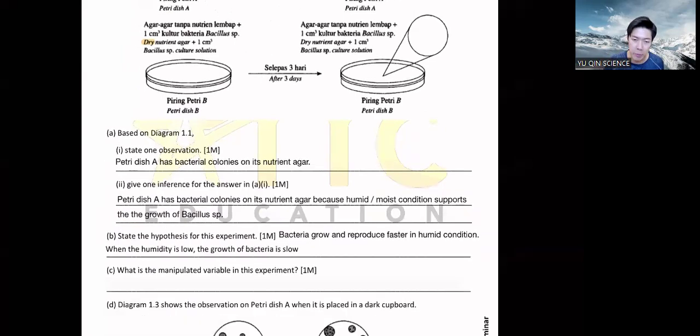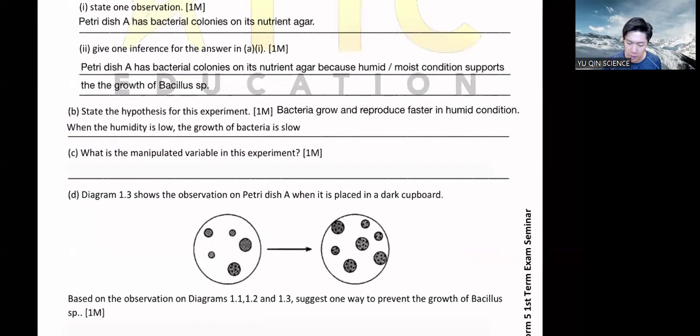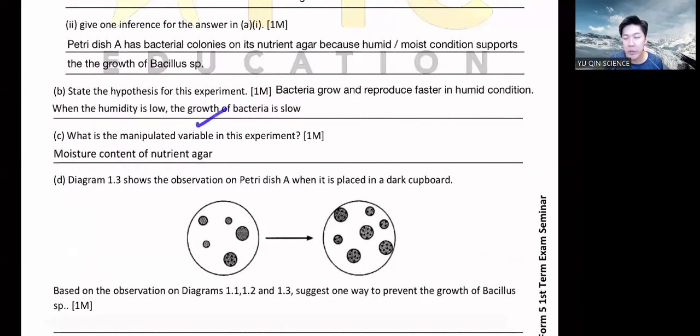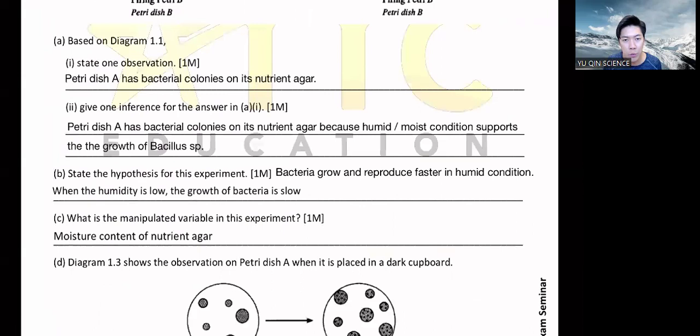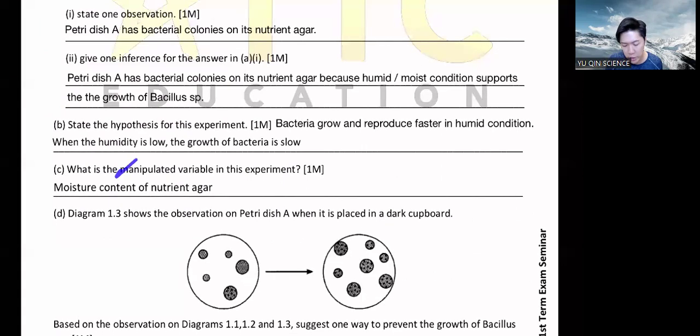Okay, good, everybody. Anyone who wants to ask about your answers, you can always type in and I'll read through. Anyway, the manipulated variable we already decided earlier, which is humidity of the nutrient agar or moisture content. Same lah, same. Moisture content of the nutrient agar. Up to you. Doesn't matter.